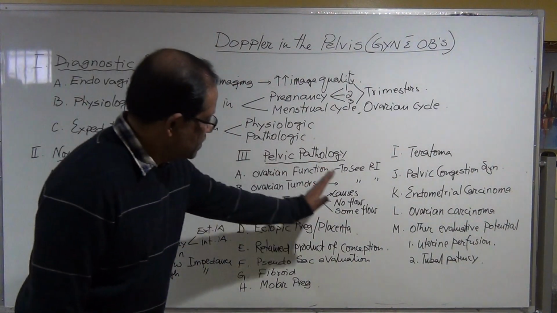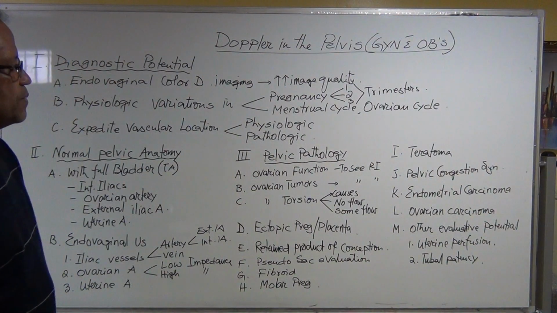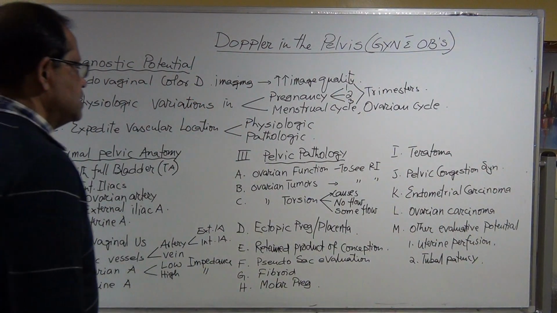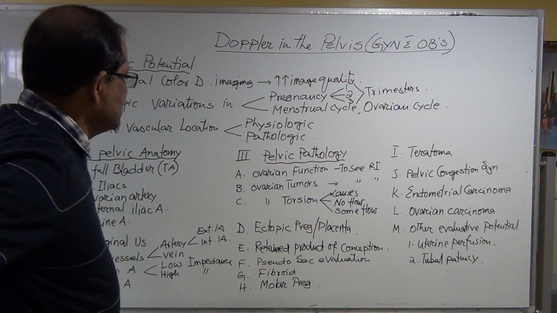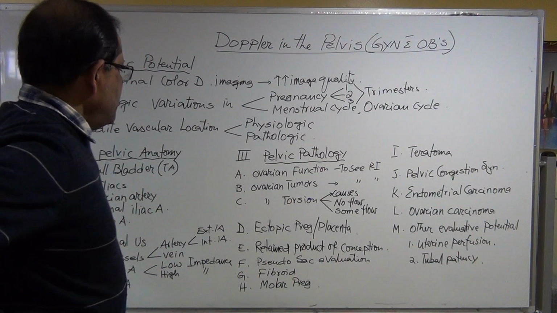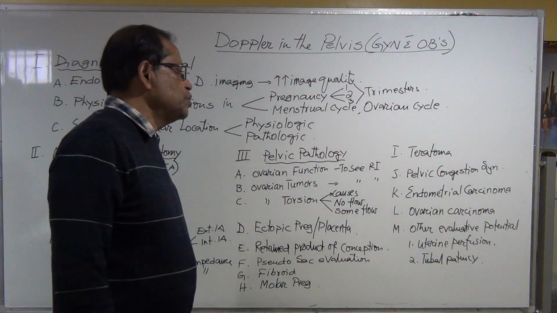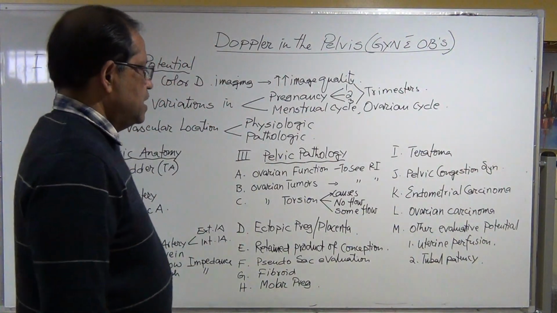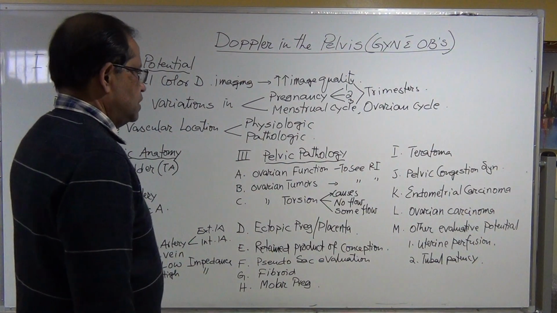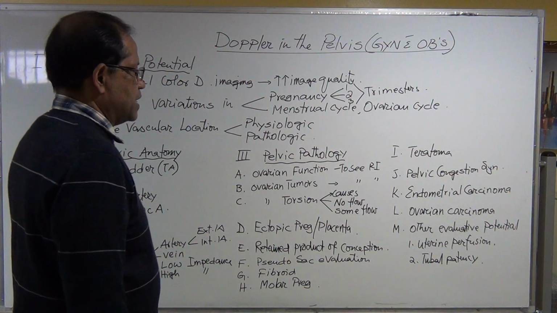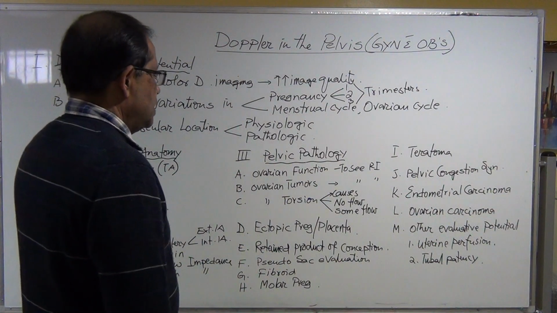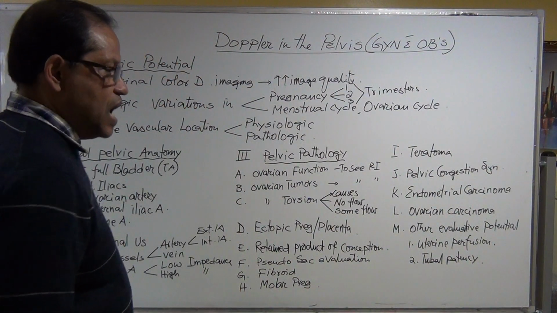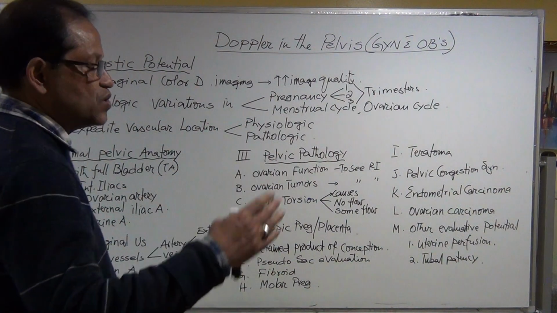Okay, now let me give the last part of the outline of the Doppler in the pelvis. That is to evaluate the pelvic pathology. To evaluate the pelvic pathology, what are those pathologies we like to see? Okay, ovarian function, we need to see the resistivity index by doing the Doppler evaluation. We can figure out whether the ovary is doing the normal functions or not, according to the ovarian cycle based on the LMP.